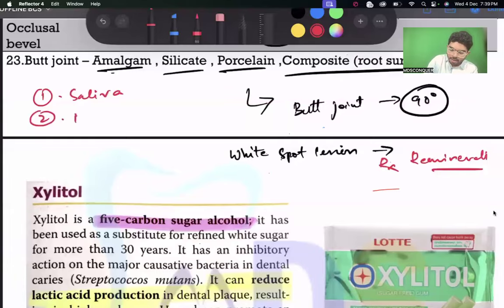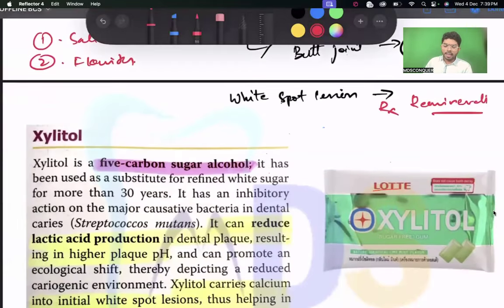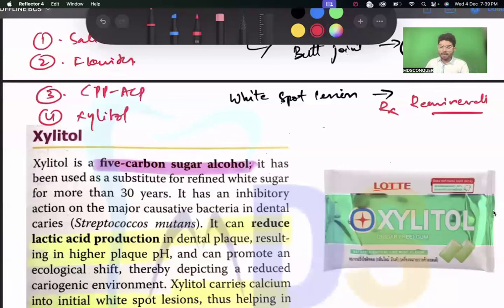Second, you can use fluorides, because fluorides are present in regular toothpaste and everything. The third ingredient, which is nowadays very trendy and very commonly used in dentistry, is CPP ACP. Of course, xylitol is also there in the list; I'm going to add it as the fourth. So first of all, we'll look into xylitol.